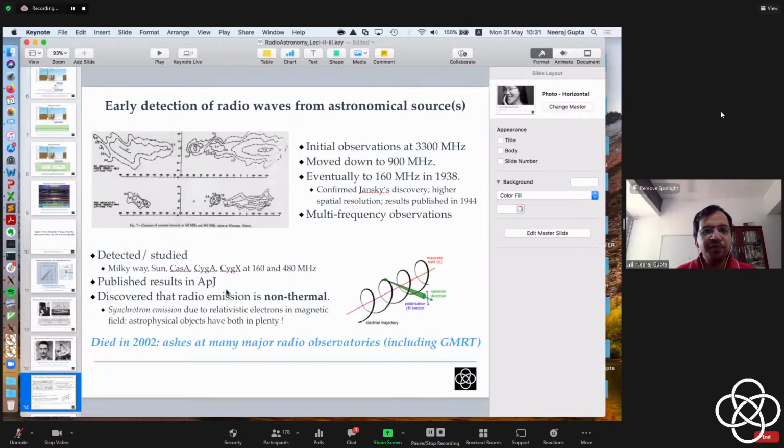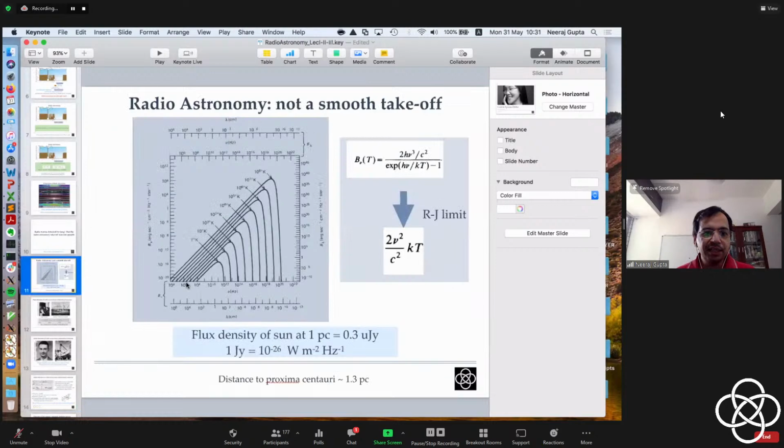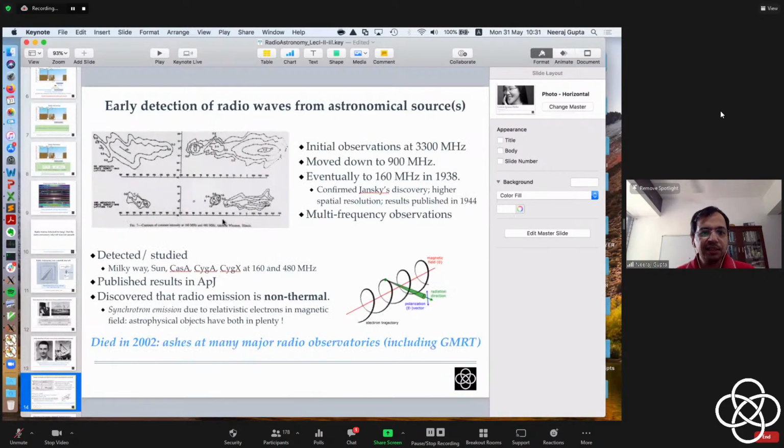And one very crucial finding of this study is that, contrary to the expectation that radiation strength would increase as I go to higher frequencies, he actually found that the radiation strength increases as you go in the opposite direction.